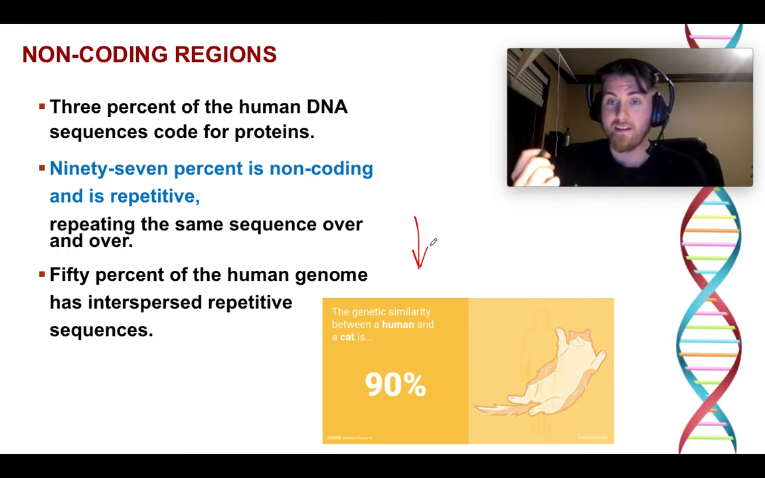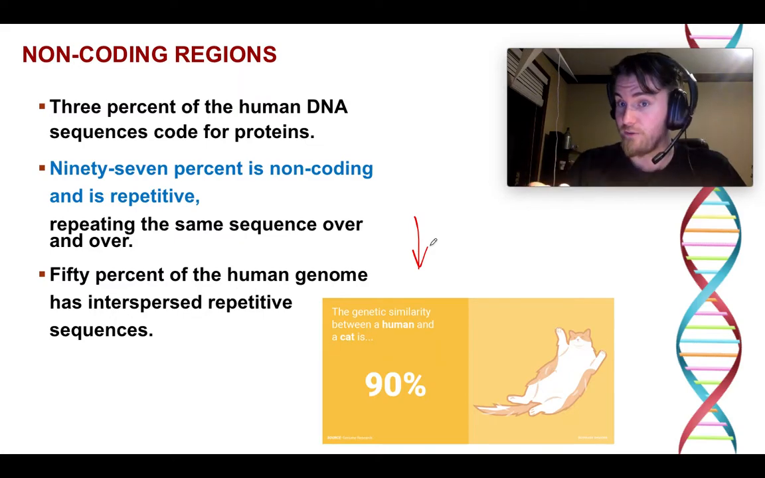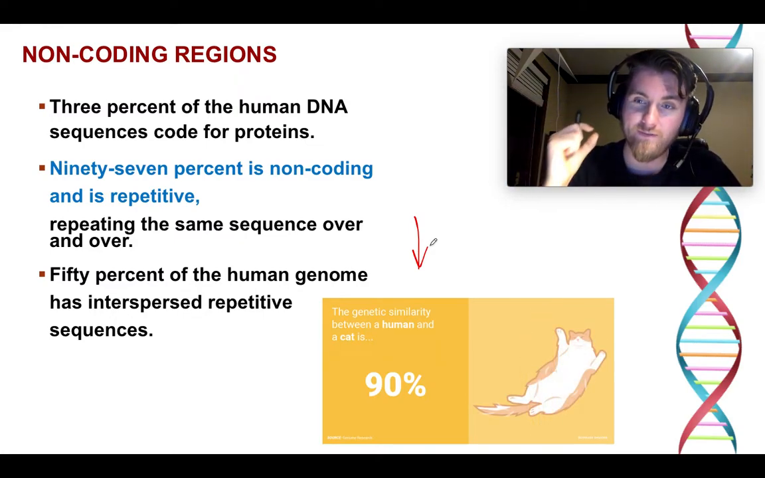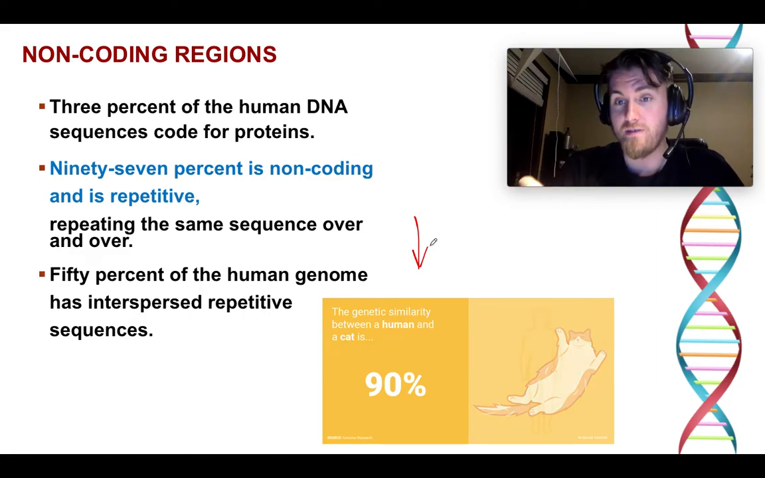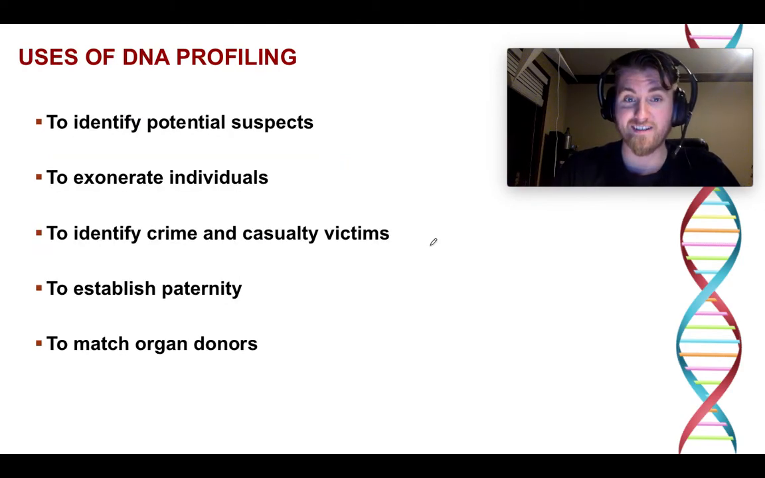So if you're trying to figure out the differences in proteins itself, and proteins are only 3%, and then 97% of that 3%, you're looking for a very, very small minute difference between people. And this is where it really becomes kind of a challenge.